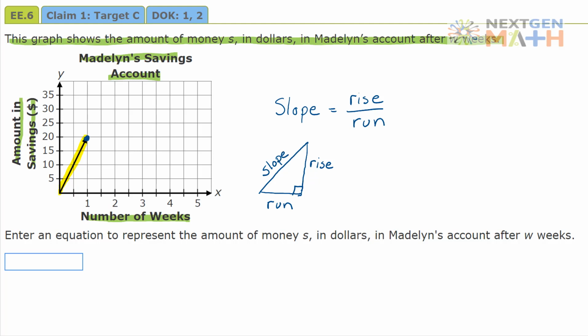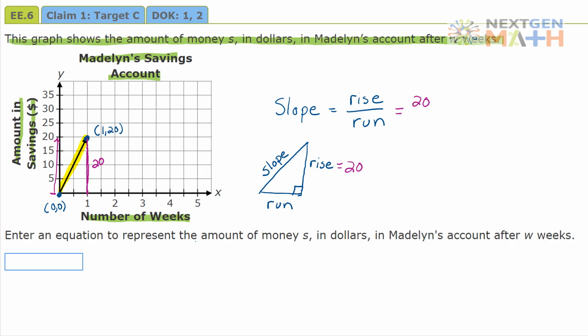Well, we have this point right there. That point right there is the point (1, 20). And then we also know this point, which is (0, 0). So one way we can determine the rise over the run is to know this distance right here. And that distance we know is 20. How do we know it's 20? It's because we start right here, which is 0, and then go all the way up to here, and that's 20. So the rise is 20.